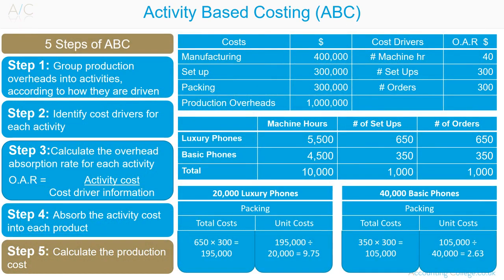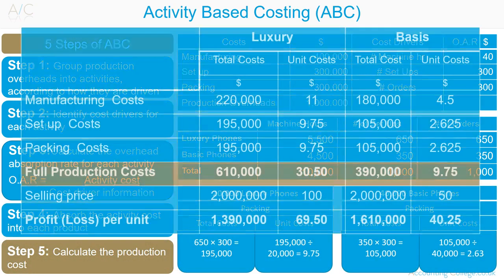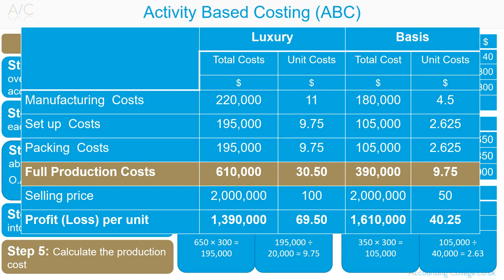Step 5. Calculate the production cost. Of course, in an exam situation, you will be calculating either the total or the unit cost, not both. Both are shown here for illustration purposes only. You can check your figures at this stage. Take the total full production cost of luxury phones and basic phones, which is $610,000 and $390,000. This gives you $1 million, which is the original total production overhead costs.